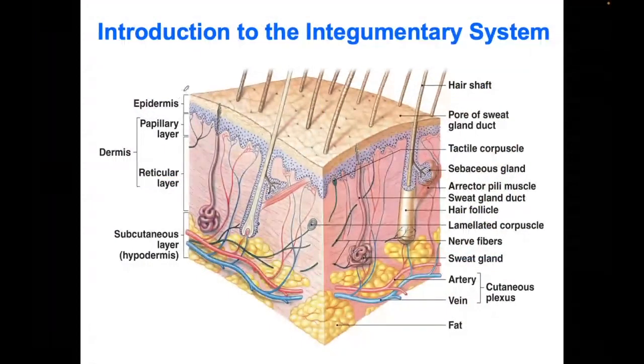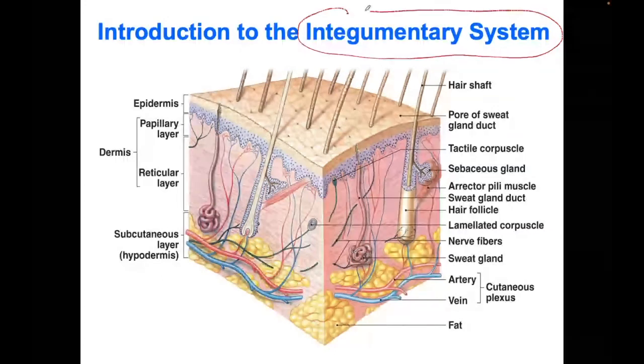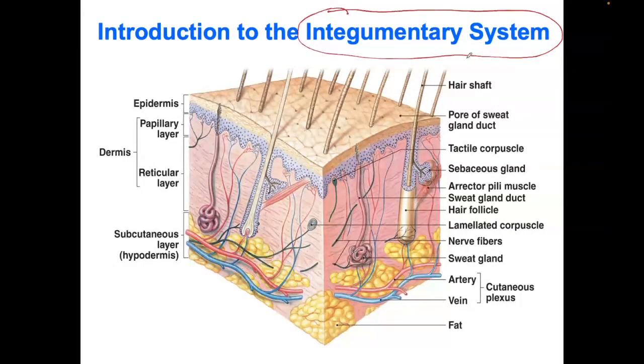So now that we've done tissues, the first system that we're going to talk about is the integumentary system. The reason why we're talking about it is because it's the first system that has all four types of tissues in it. It's going to have epithelium, connective tissue, muscle tissue, and nerve tissue. It's going to have all of that.